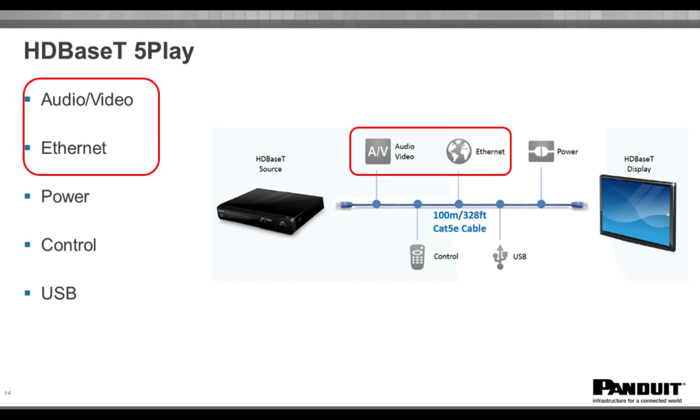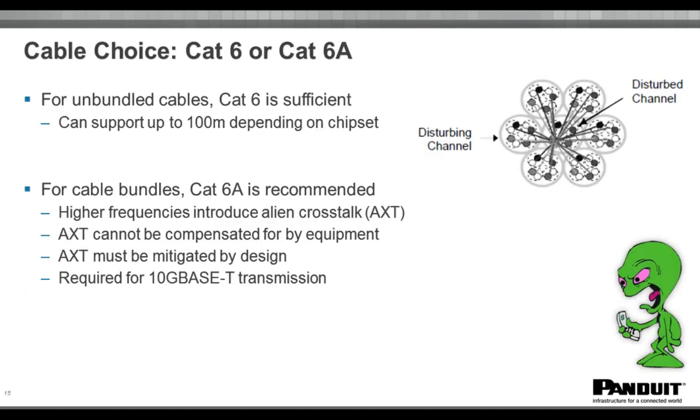So Amy touched on the HDBaseT 5-play, which is common also to AV over IP. So in the next section of the presentation, I'm going to focus on the audio-visual and the Ethernet part of that 5-play. Just to recap, the 5-play is audio-video, Ethernet, power, control, and USB all over one cable. So utilizing network cable, AV signals are able to go further than they did previously with just HDMI cables.